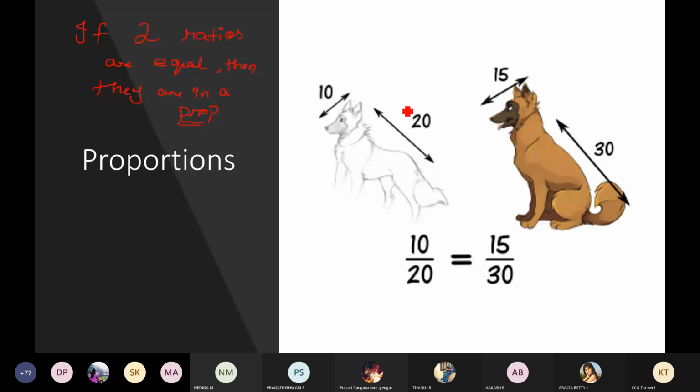What do you mean, sir? For example, look at this picture. There are two dogs and two different dimensions are taken. Let's say this dimension is 10 centimeter and this dimension is 20 centimeter. According to the second dog, its dimensions are 15 centimeter and 30 centimeter. Just look at the ratio. The values are all different, but the ratio is 1:2, right? So both are in the ratio 1:2, which means these four values are in a proportion.